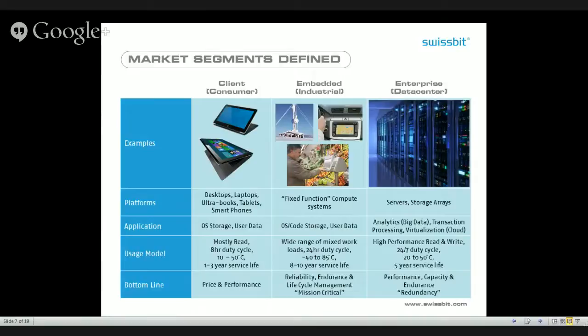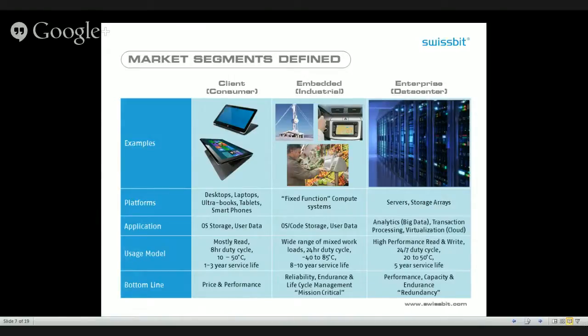Again, all of these embedded systems are typically fixed function compute systems. They do one thing, and they do it very well. And the application is OS, code storage, and user data. It's a wide range of mixed workloads depending on which piece of the embedded segment that you get into.